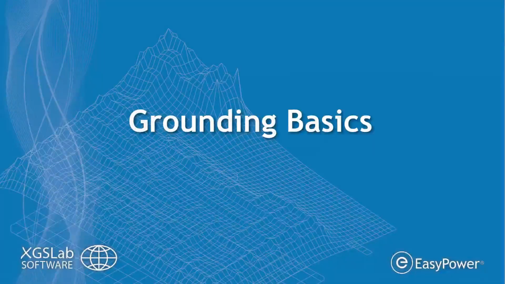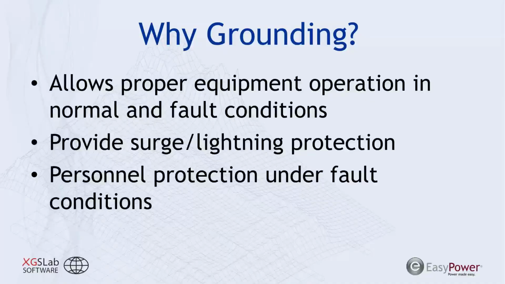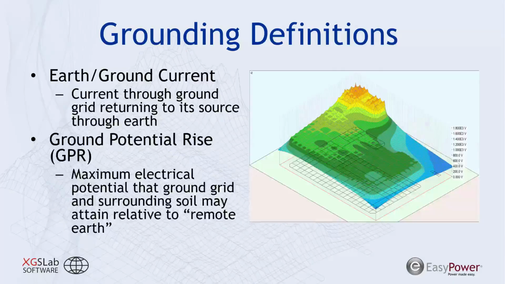So with that, let's first talk about some grounding basics. The reason why we ground equipment is that it allows that equipment to operate properly under normal and fault conditions. Grounding provides protection from surge and lightning effects, and it provides personal protection under fault conditions. And when we're doing a grounding system analysis, this last bullet point is primarily what we're looking at, because that personal aspect is usually the driving factor for our grounding system design.